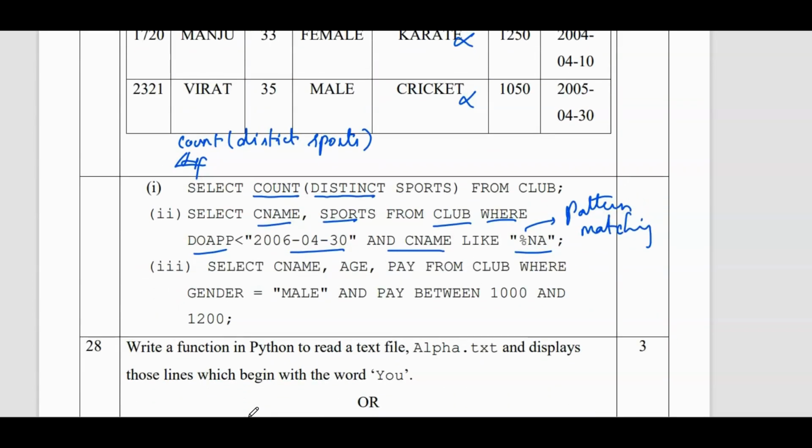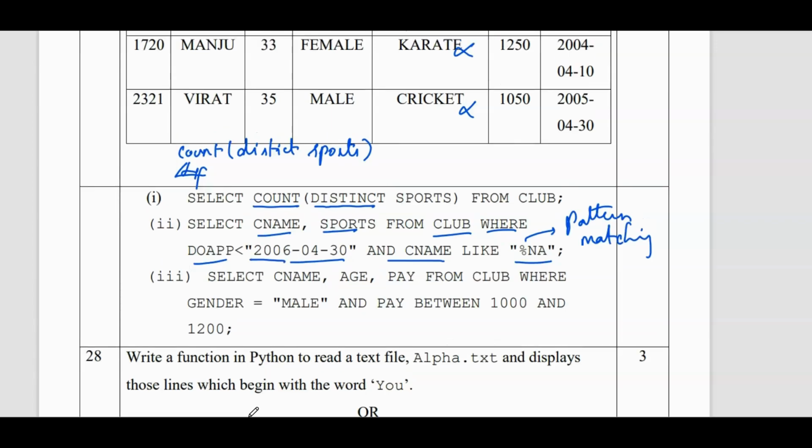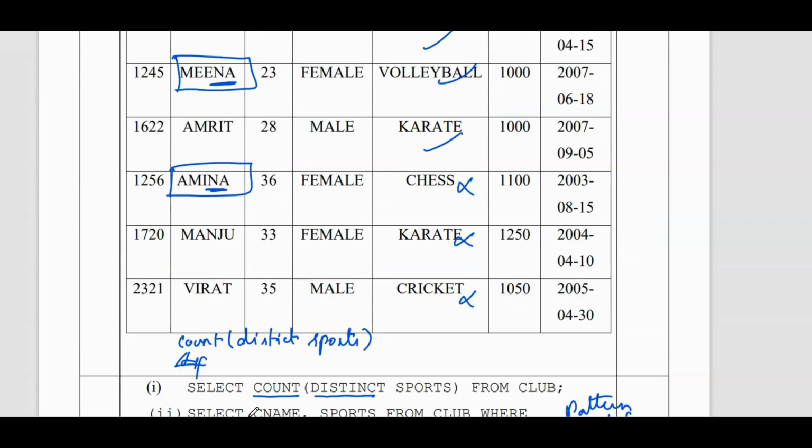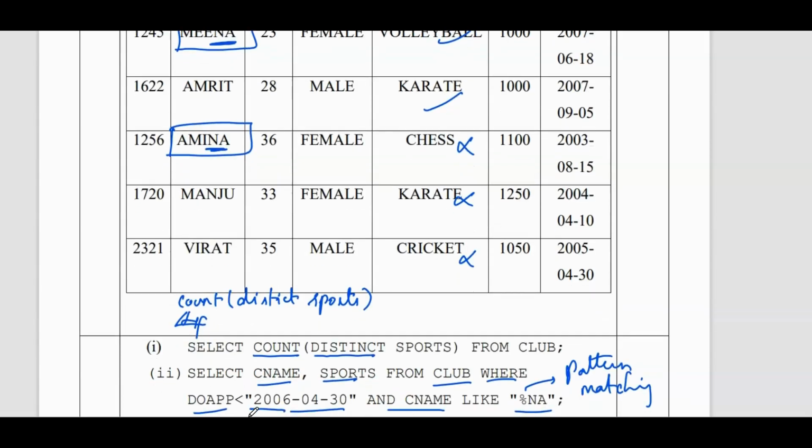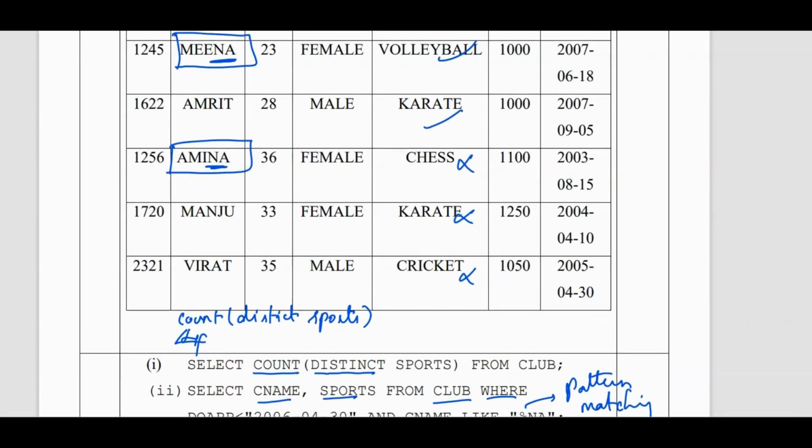You should select the CNAME and sports from the club. So you should specify the column name as CNAME first, after that the sports name. Then the condition DOAPP is less than 2006-04-30. So let us see the years of both of them. Meena has a DOAPP year of 2007, which is greater than 2006, so this will not come. And then Amina is less than 2006, she has the DOAPP of 2003.